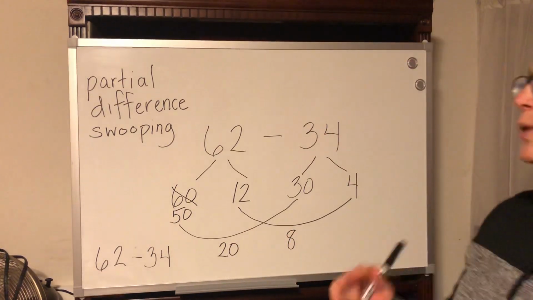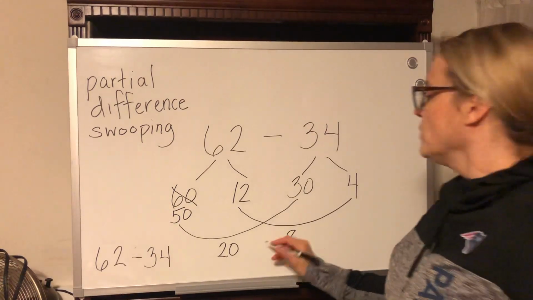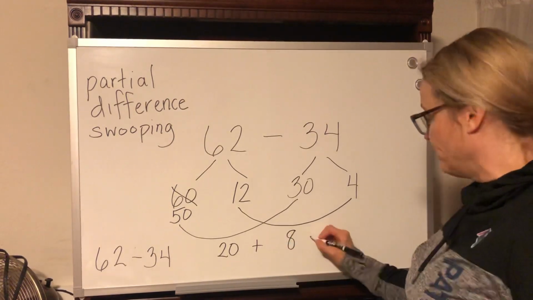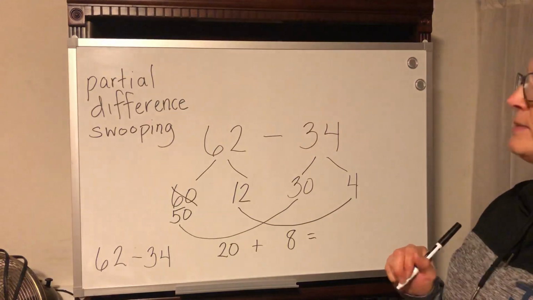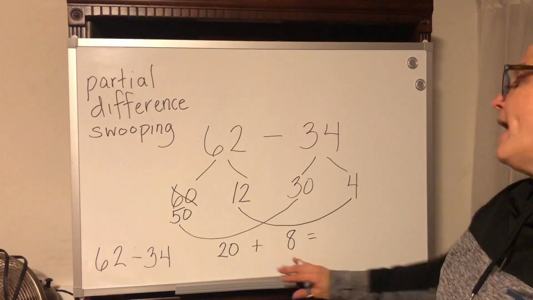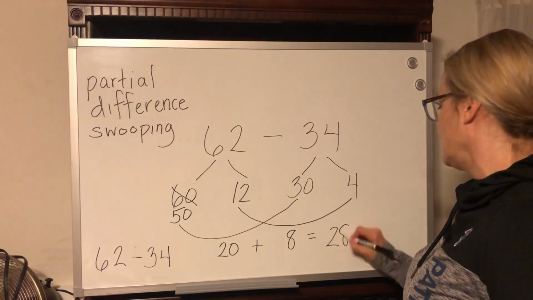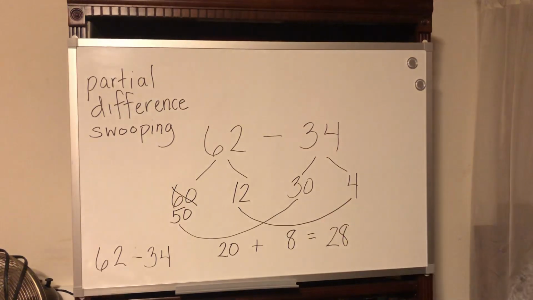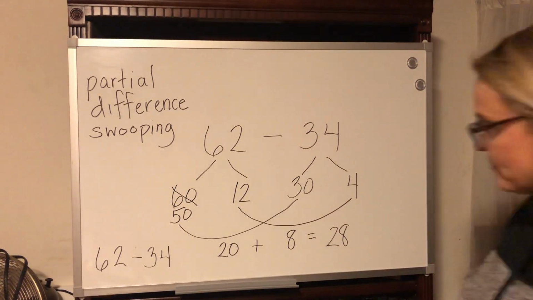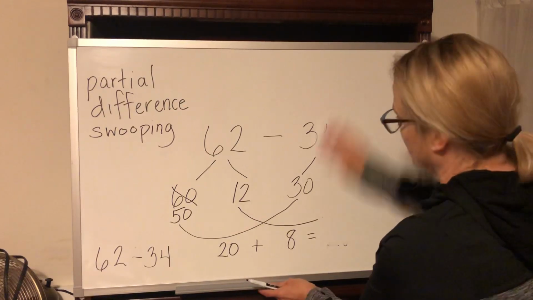And then this is where it's a little tricky using partial difference, because when you get to this step, you have to add. So some friends get a little confused with that because they think to themselves, wait a minute, I'm supposed to be subtracting. But to finish this, you have to put them together. So 20 plus 8 equals 28. And that is how we use partial difference. So that's two of the strategies that we use for subtraction.